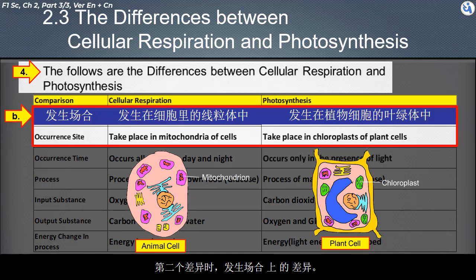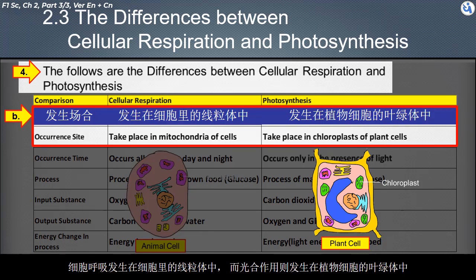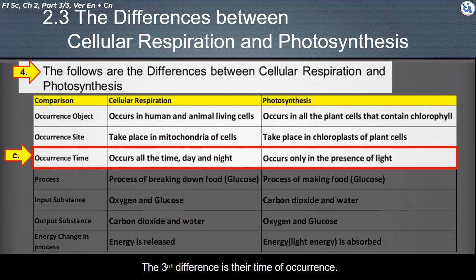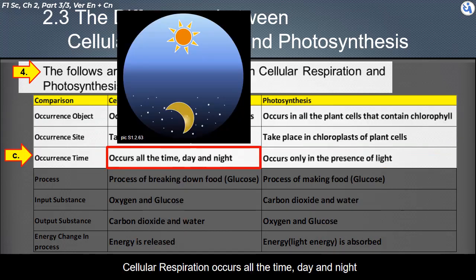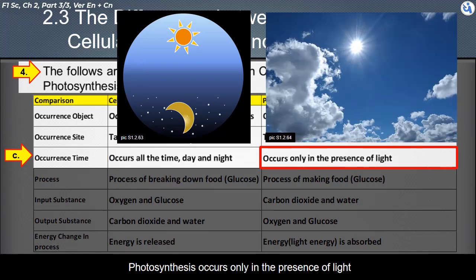The third difference is their time of occurrence. Cellular respiration occurs all the time, day and night. Photosynthesis occurs only in the presence of light.